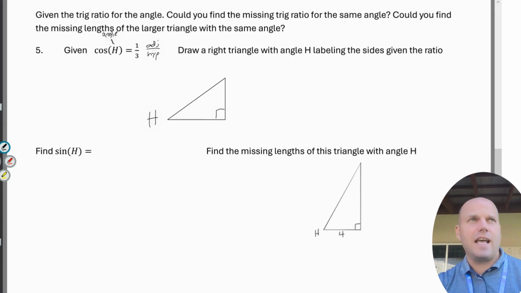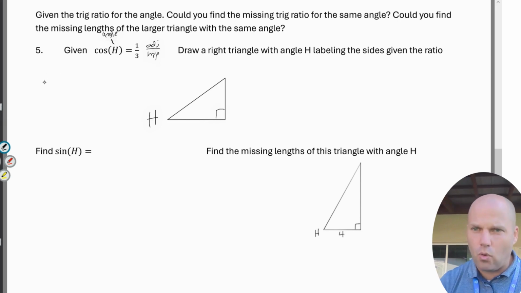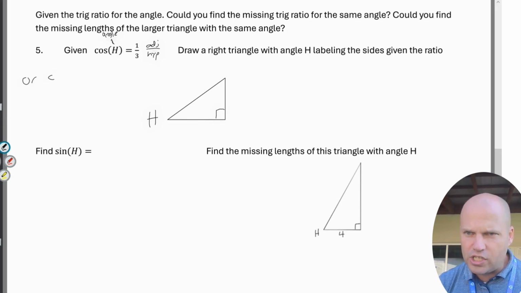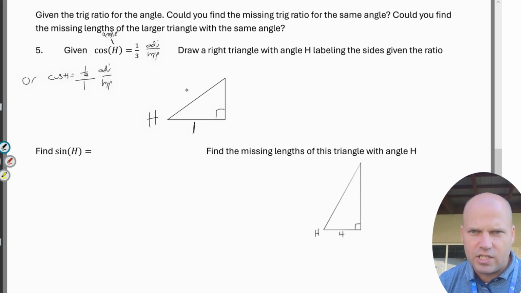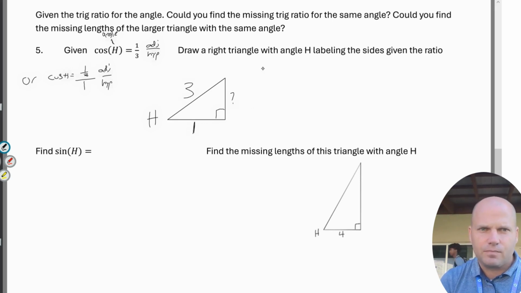You can either say that's the adjacent over the hypotenuse, or you could consider the cosine of H being equal to 1/3 over 1, where 1/3 is the adjacent and the hypotenuse is 1. They're the same. 1 divided by 3 is the same as 1/3 divided by 1. So it's probably easiest to do that 1 is the adjacent and 3 is the hypotenuse. Now, why don't we find this missing side length?